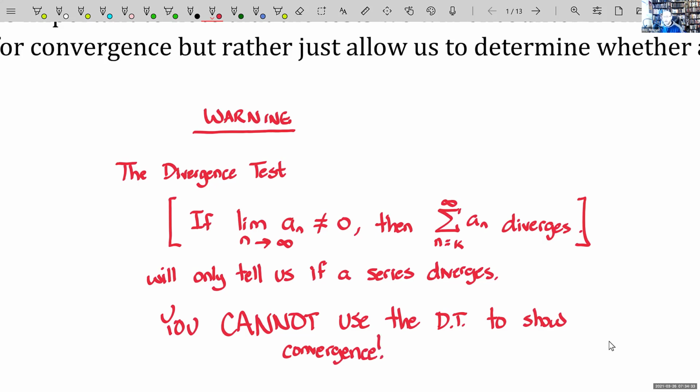Just a little warning there, because I do find that students tend to do that. They say like, oh, this converges by the divergence test. First of all, that sounds weird, right? It converges by the divergence test. Like it's just an oxymoron. But so just don't do that. Don't use the divergence test to show anything other than divergence.